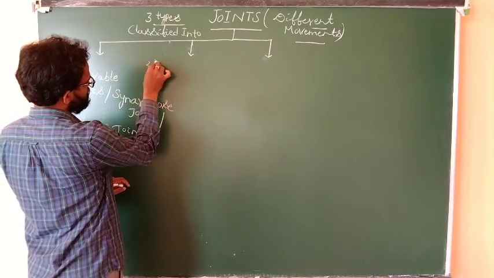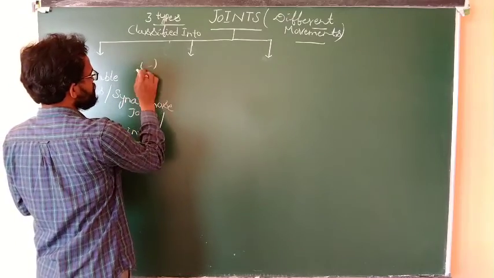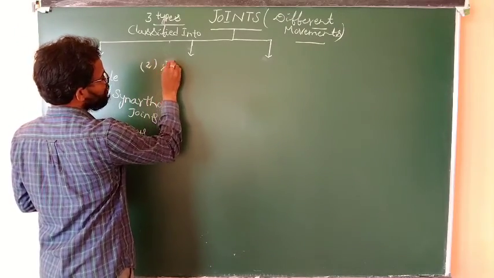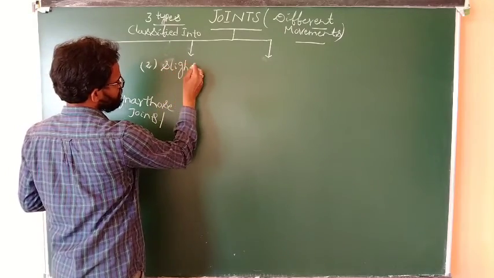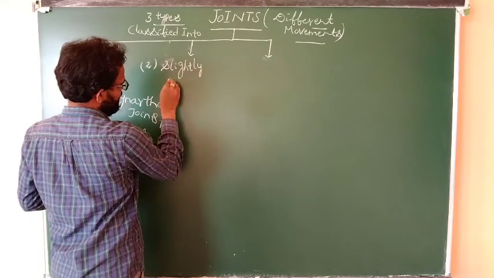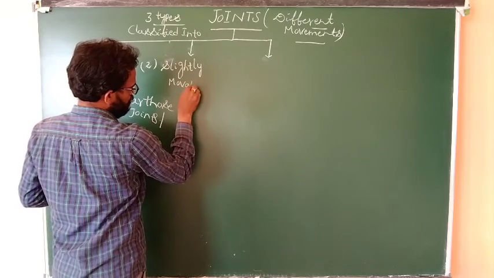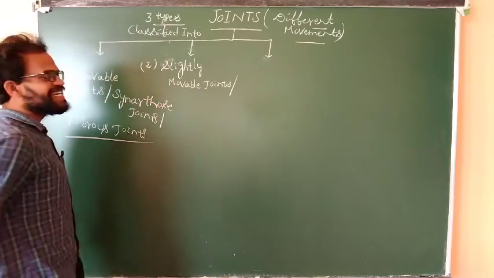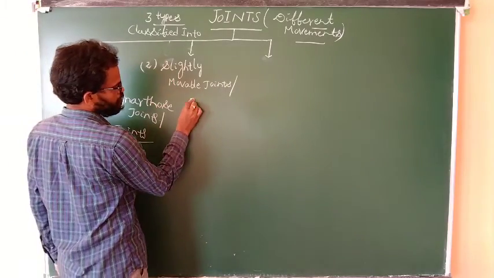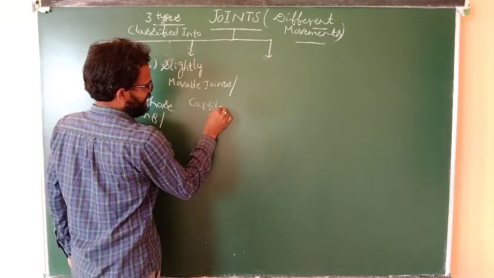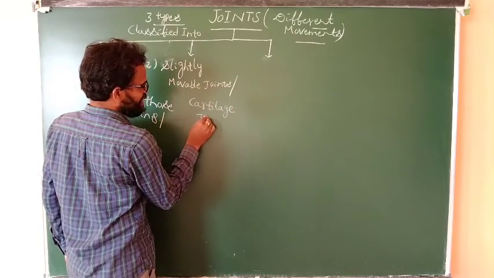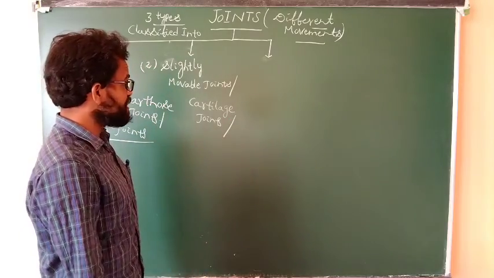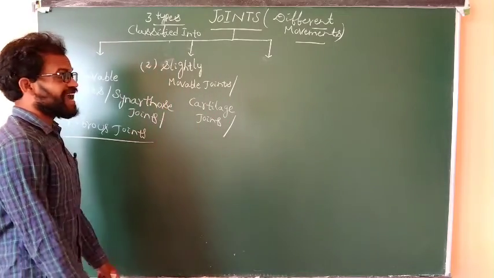What is the second joint? The second joint is known as slightly movable joints. Slightly movable joints are also known as cartilaginous joints.